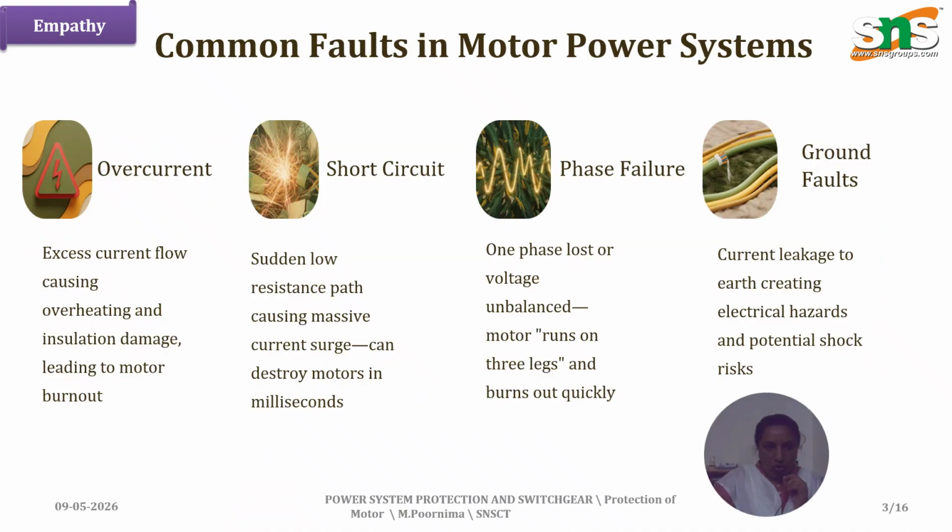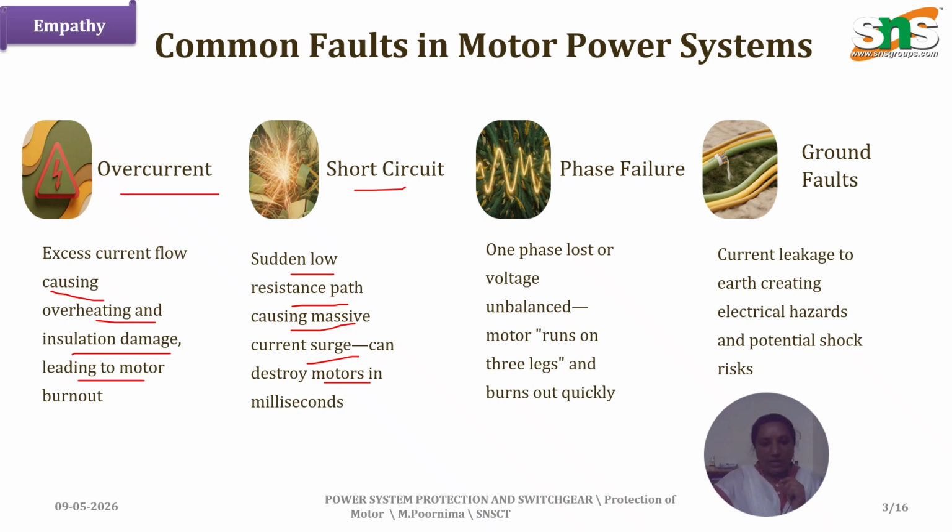Coming to the common failures in motor power systems, we have overcurrent and short circuit, phase fault, and ground fault. Here, the overcurrent fault: excess current flows, causing overheating and insulation damage, leading to motor failure. Coming to the short circuit, you have a sudden low resistance path causing massive current surges that can destroy motors in milliseconds.